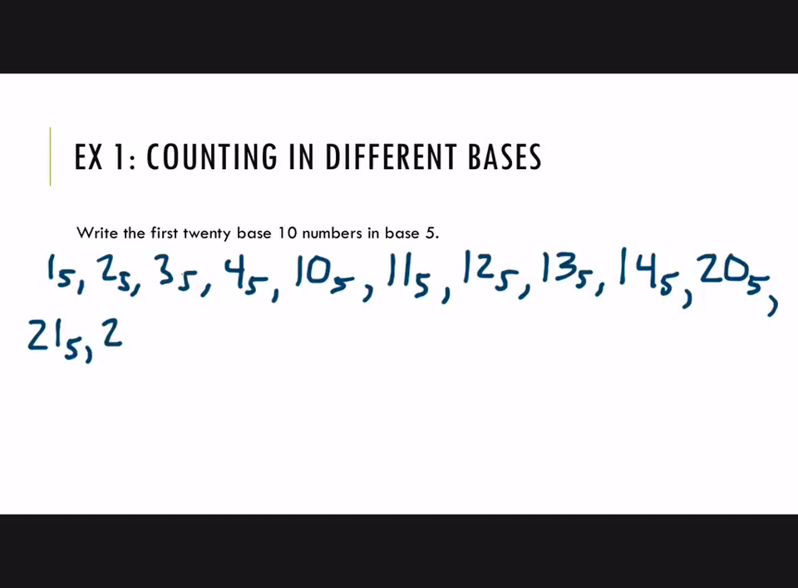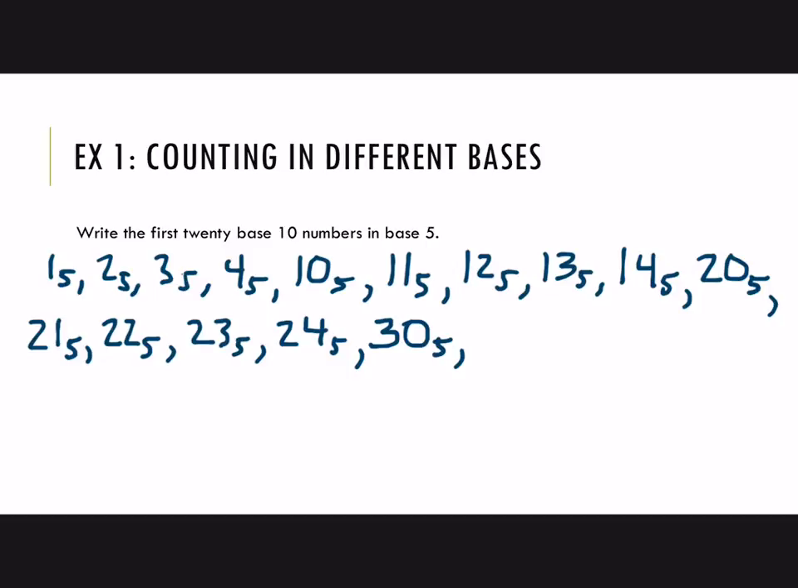12 is 2 fives and 2 ones. 13 is 2 fives and 3 ones. 14 is 2 fives and 4 ones. And then 15 is 3 groups of 5 with 0 ones. So as soon as you can get to a group of 5, you do make that a group.